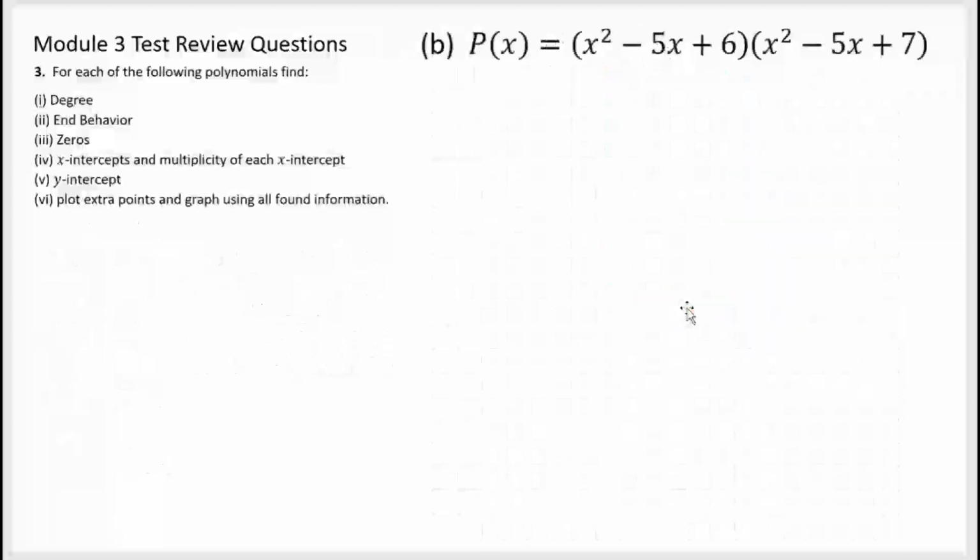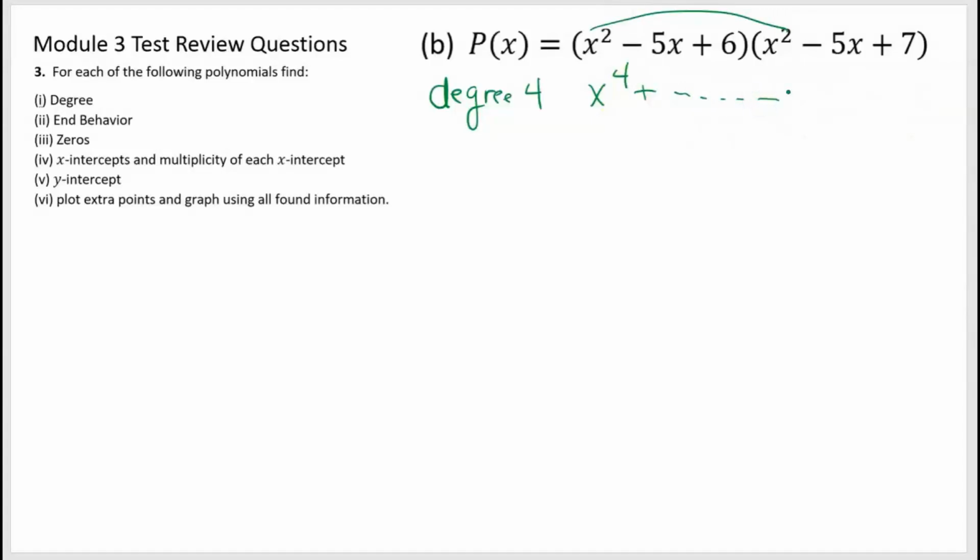Now let's try another problem. Okay, we're going to answer all these same questions about this guy right here. And we have x squared minus 5x plus 6 times x squared minus 5x plus 7. Interesting. Now, what is the degree of this thing? This is a degree 4. Where am I getting that from? Well, it's not multiplied out, right? If I were to multiply this out, this x squared times this x squared is going to give me an x to the 4th, plus or minus some other stuff. But we don't care about that other stuff as far as finding the degree. We just care about that.